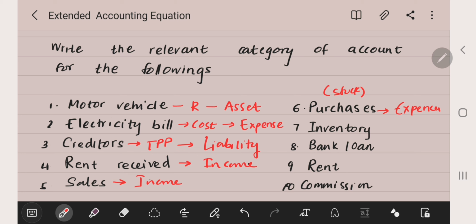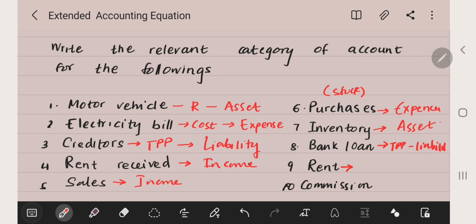But mere purchases mean that you are purchasing the stock of the business, and you are purchasing the stock in order to sell. Therefore, it will become an expense in the business. On the other hand, inventory, that is the stock of the business, is an asset. Bank loan. When you get a bank loan for the business, you need to pay it back one day. So that is a third party payable, so that will become a liability.